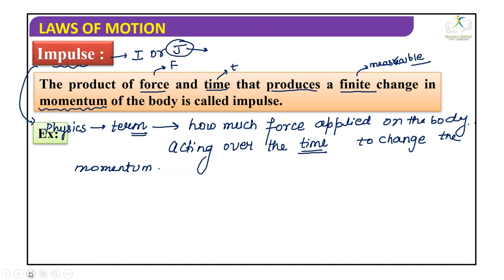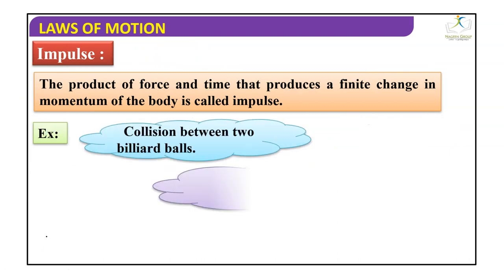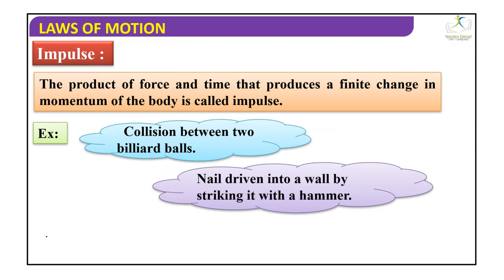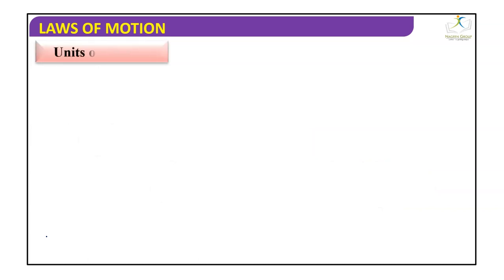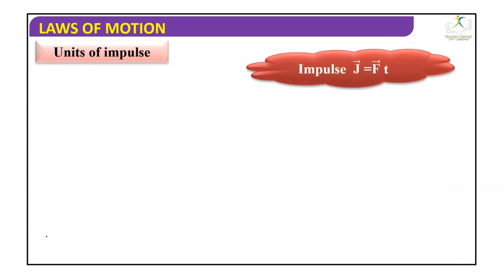Now for example, collision between billiard balls, or a nail driven into a wall by striking it with a hammer. Unit of impulse: impulse J is equal to Ft. Impulse is a vector quantity, students. So vector J is equal to, as we know force is also a vector quantity, vector F into T. What is T here? Time. F is force and J is impulse.